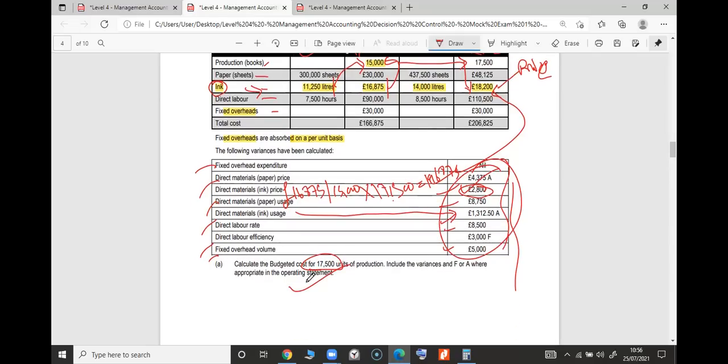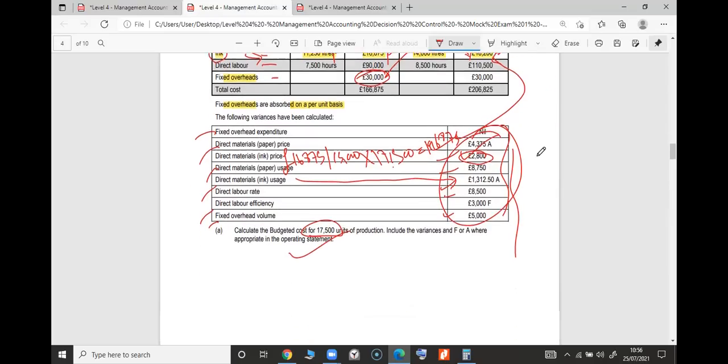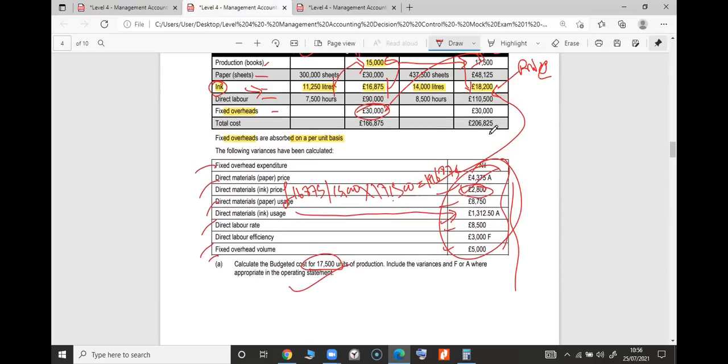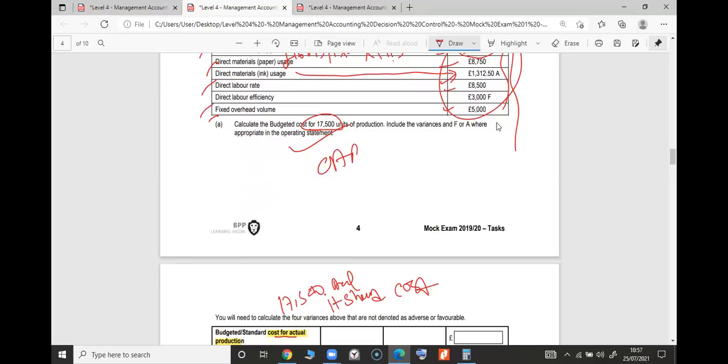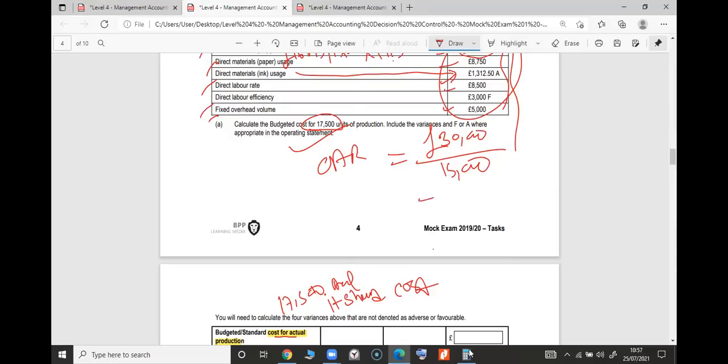My next question, which is important here: how much should be the budgeted fixed cost for 17,500? Can you do it? Let's do it together. Let's do OAR, overhead absorption rate, because it's on a unit basis. Your fixed overheads are 30,000 pounds, and for 15,000 units, so 30 over 15, you get 2. So the overhead absorption rate is 2.